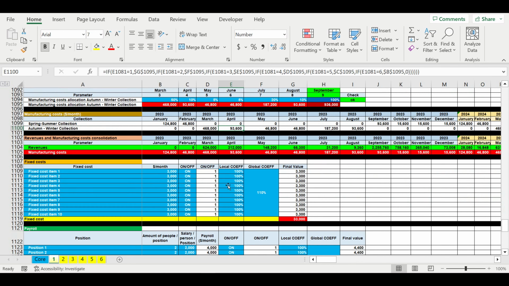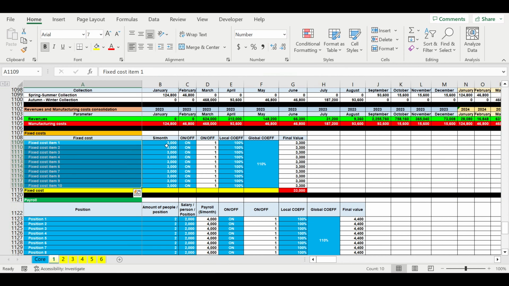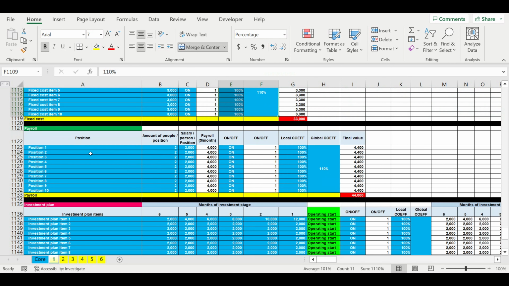Then we specify fixed costs for this store, the amount monthly. We can switch it on and off, and we can play with global and local coefficients for these costs. Then we have payroll. These are the positions, the number of people in each position, the salary per person in each position, on and off, and global and local coefficients.